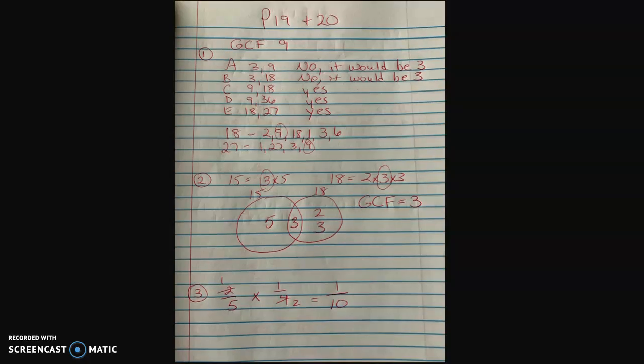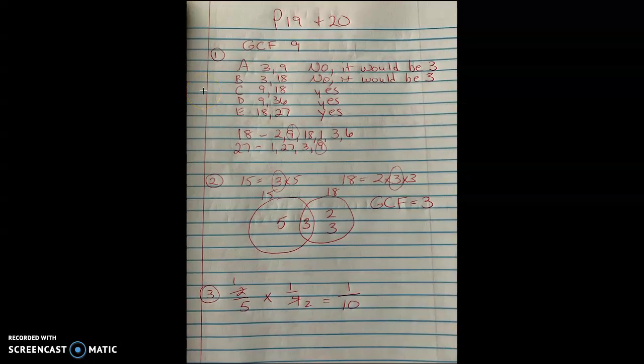Okay, so let's take a look and see how you did. On question number 1, A, no, because the only factors of 3 are 1 and 3, so 3 would be my greatest common factor. B, no, because again, you can't have a factor that's bigger than 3, so 3 is my greatest common factor.